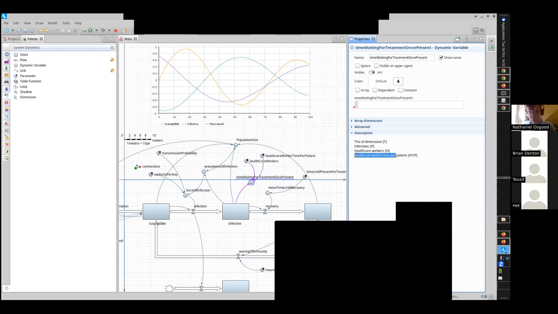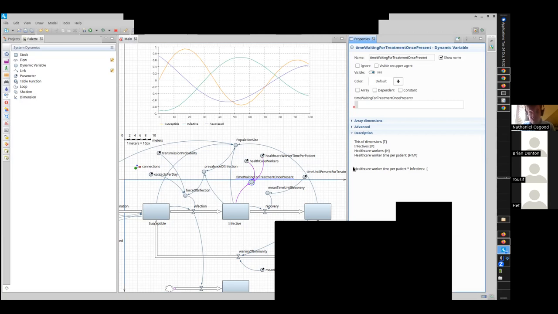Okay, so Akash says healthcare worker time per patient, and Rashiel is putting something together. Okay, time per patient, that's this. And then we multiply by infectives. Good. And this is sounding good. So you multiply something of this dimension times infectives, what do you get back? Something of dimension what? This is of dimension what?